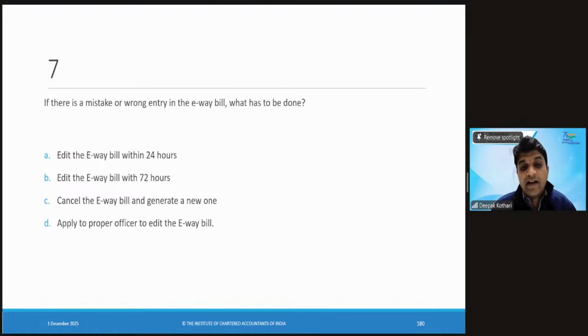Mixed answer. You're getting answers where A, B, C, D, all have been answered. This is a tricky question. When there is a mistake or wrong entry in the e-way bill, what will you do? Within these options, you have to choose a specific one, because sometimes we think that all the options are correct. Sometimes we may think that all the options are wrong, right?